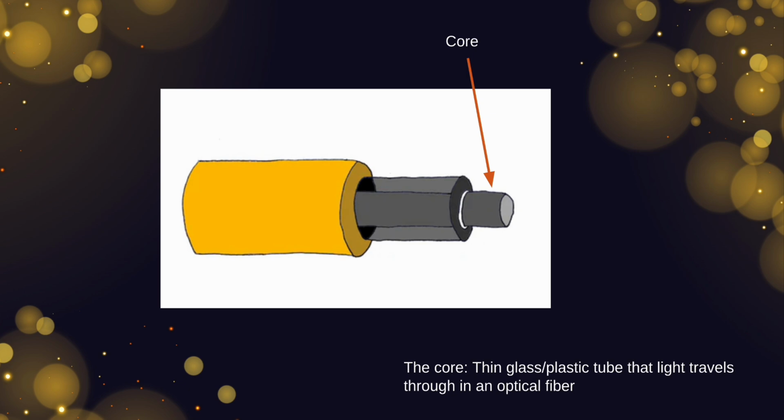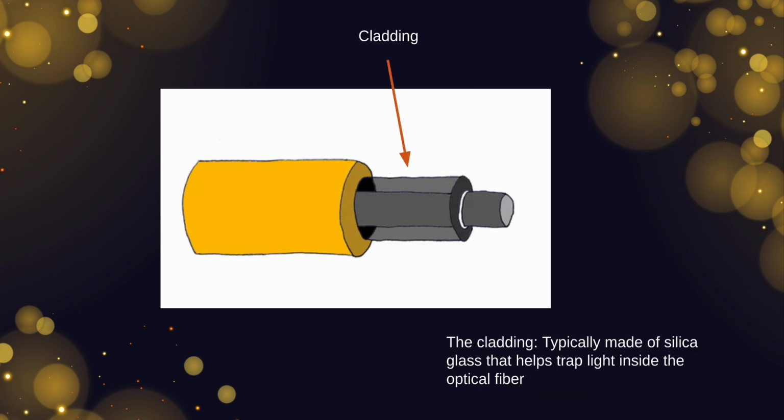There are three main parts that make up every fiber optic cable. At the center is the core, a thin tube made of a special type of plastic. This is where light travels through when we transmit data. The second layer encasing the core is the cladding. This layer serves a very special purpose, which we'll talk more about later, but it's basically a silica layer that traps light inside the core so that it can travel through the core.